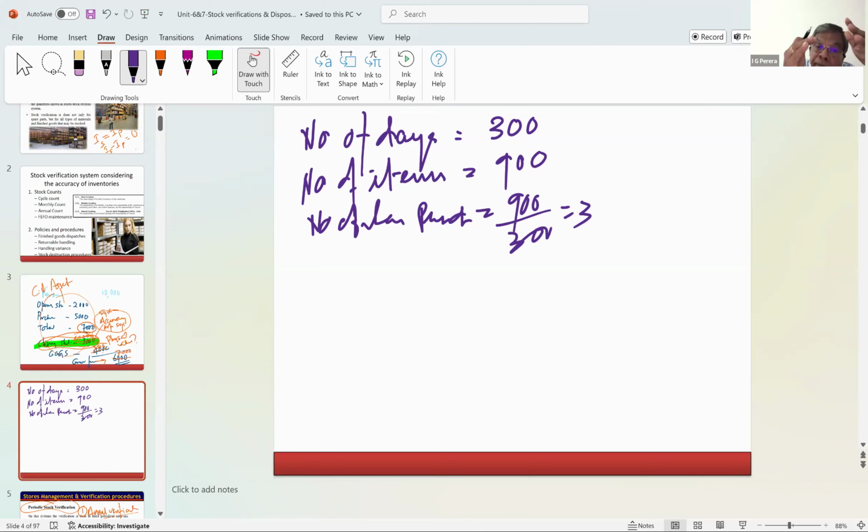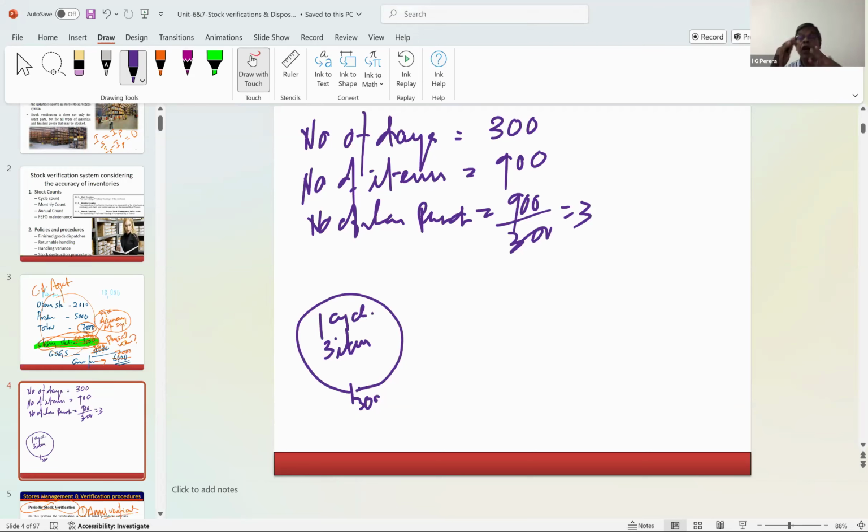That means every item is counted once. So from day 1 to day 300, one cycle goes by, counting every item. Every day you have to count 3 items. 3 items count for one cycle.